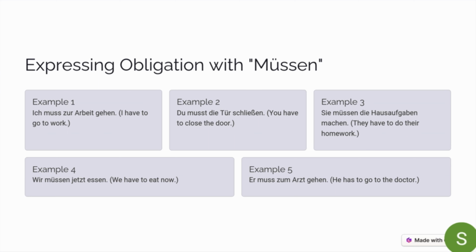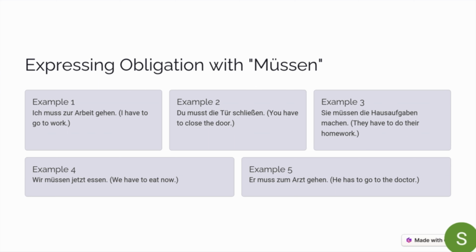Müssen is used to express obligation. In English, it translates to must or have to. It's something that you must accomplish. You have to do it. Examples: number 1. Ich muss zur Arbeit gehen. I have to go to work. I must. Example 2. Du musst die Tür schließen.